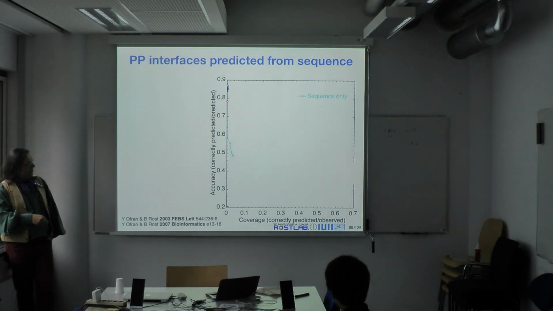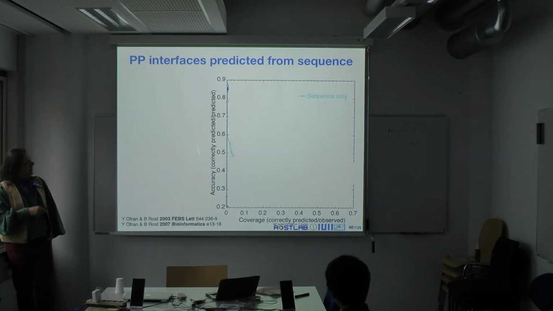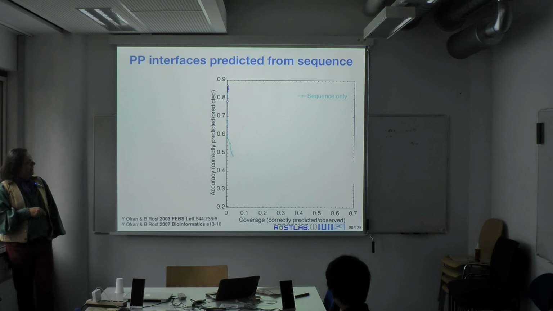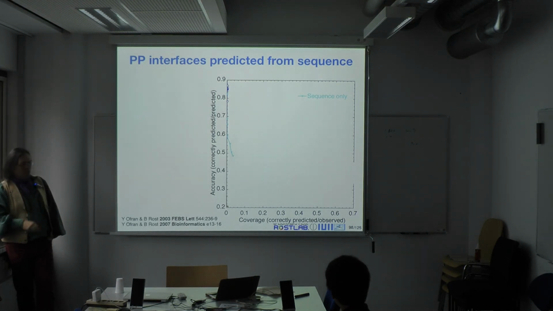What this one shows here is correctly predicted by observed. This one shows correctly predicted by predicted. And when we only use sequence information, so this is the original 9 times 21 David proposed, that's what we get, the light blue.